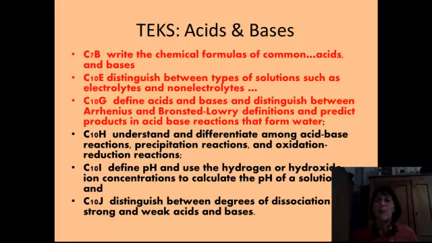We have C7b, you need to write the chemical formulas of common acids and bases. C10e, you need to distinguish between the types of solutions, such as electrolytes and non-electrolytes. C10g, you need to define acids and bases and distinguish between Arrhenius and Bronsted-Lowry definitions, and predict the products in acid-base reactions that form water. The other three we'll get to as we go farther on in lessons.